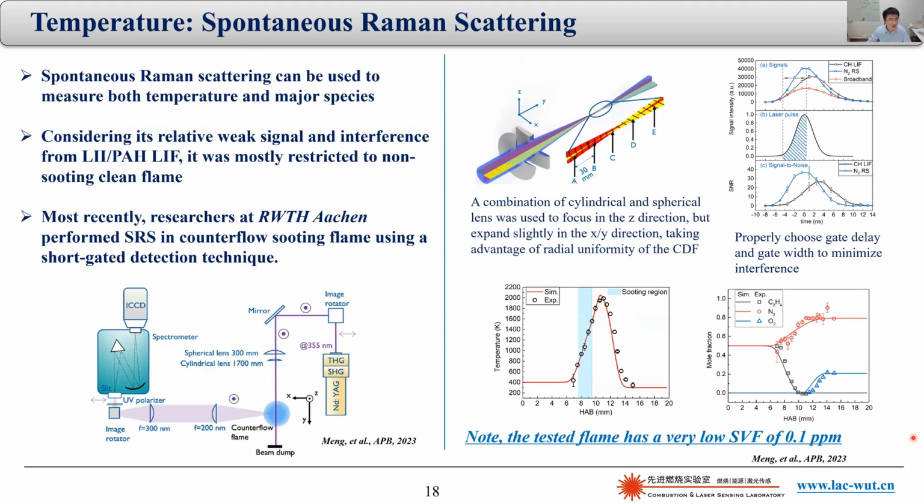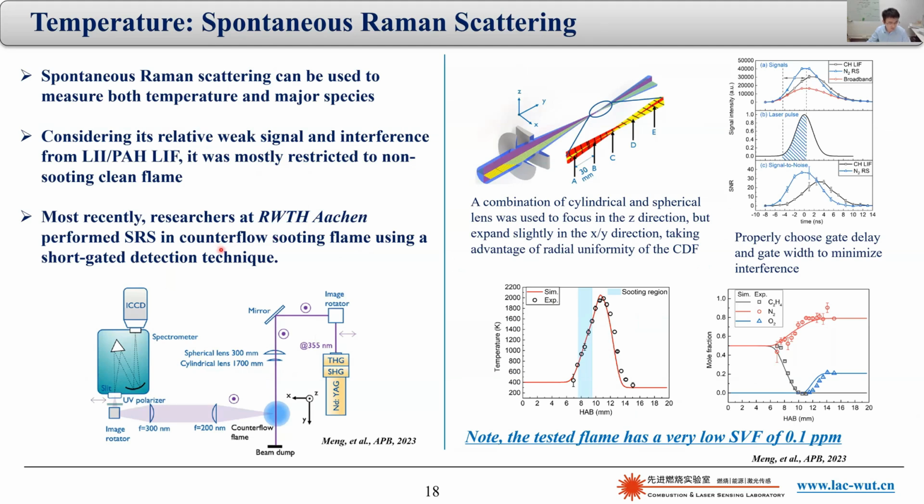So there's another non-intrusive temperature measurement, which is spontaneous Raman scattering. This method can measure both temperature and major species. However, the signal is very weak, so it can be easily buried in other signals, such as PAH LIF signal, or LII signal in sooting flames. So Raman scattering previously was mostly restricted to non-sooting clean flames.